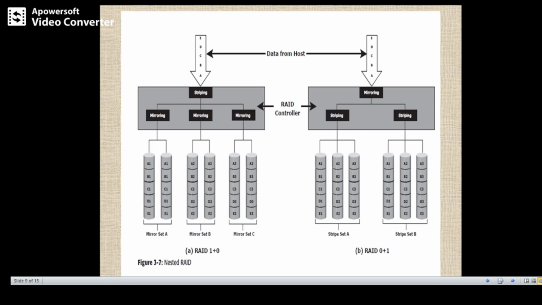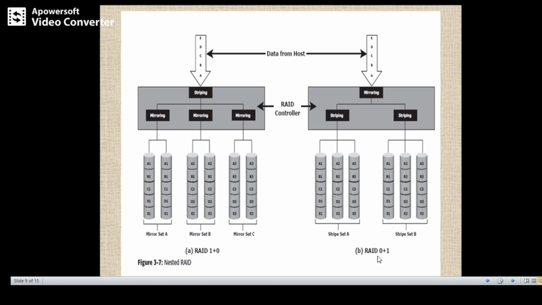So here we can observe that in RAID 1 plus 0, initially the striping is done, and after that mirroring is done. The data from the host like A, B, C, D is received, and the data is striped like A1, A2, A3, and B1, B2, B3, C1, C2, C3, and D1, D2, D3, E1, E2, E3. And after that mirroring is done. So A1 is mirrored over here, B1 is mirrored over here, C1, D1, and so on. So in the case of RAID 10, striping is done first and mirroring is done later.